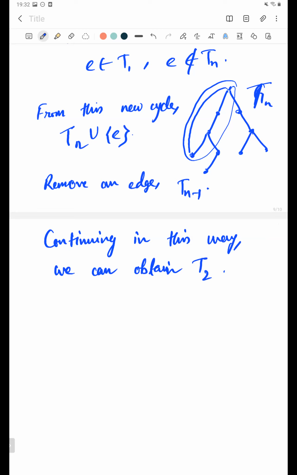I mean to say, it won't be the case that we will be removing edges and we will obtain some graph which is not connected or something like that. So this procedure will help, I think, in proving the fact that our graph G prime is connected.